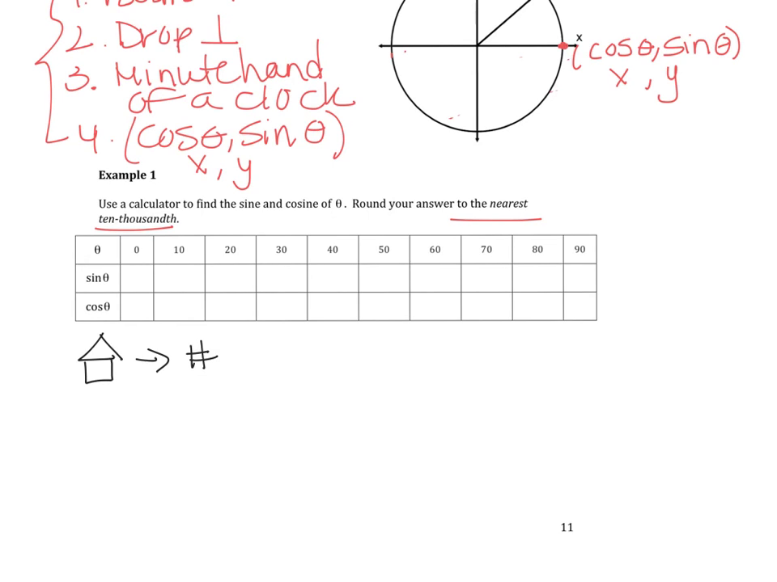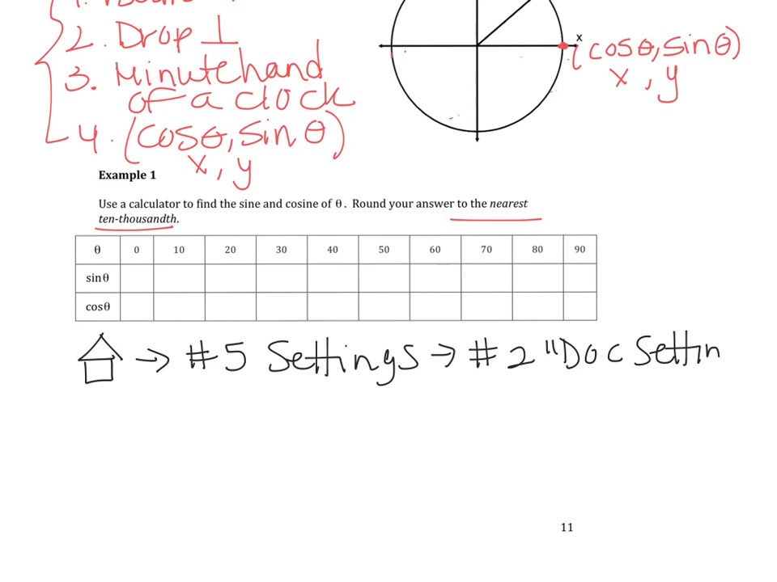Click the number 5 settings button or icon. Then select choice 2, document settings. Take a look at the angle. Make sure it's in degree. If not, select it, and make sure you press enter.